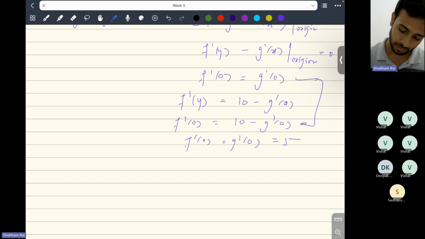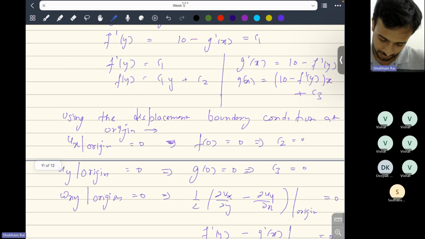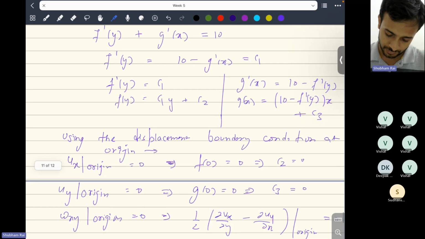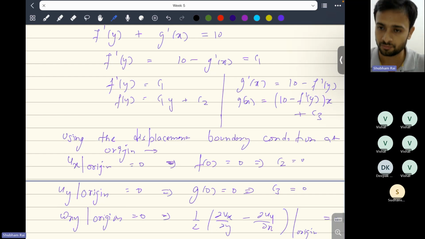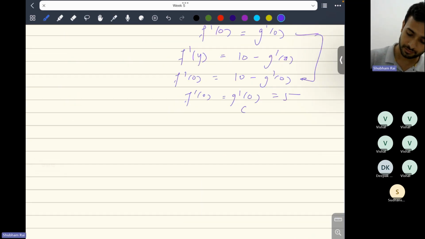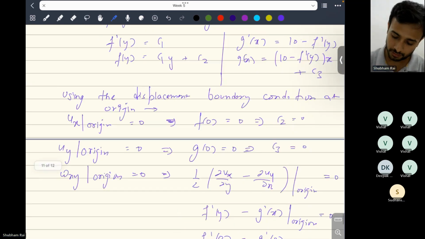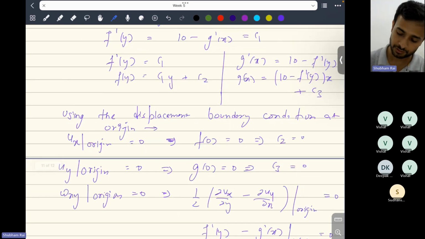So you have now all the terms. You have the value of C2, you have the value of C3, and you have the value of C1 also, because C1 is nothing but f prime y or f prime 0. If you put y equal to 0, then you will get C1. So C1 is 5. Now you have all the values. So using these three conditions, we have found out the value of these three constants C1, C2, C3.